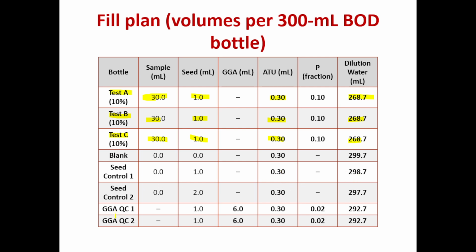So these are the GGA quality control bottles 1 and 2. We will use 1 ml seed in this sample. We will use GGA 6 ml per bottle, ATU 0.3 ml per bottle, and the fraction will become 0.02, and we will add dilution water, 292.7 ml.